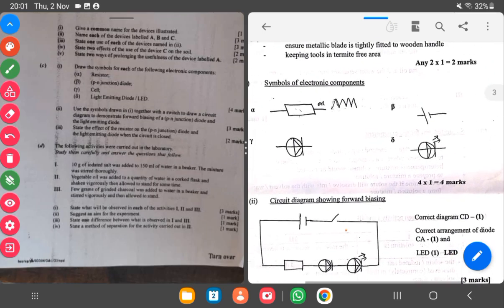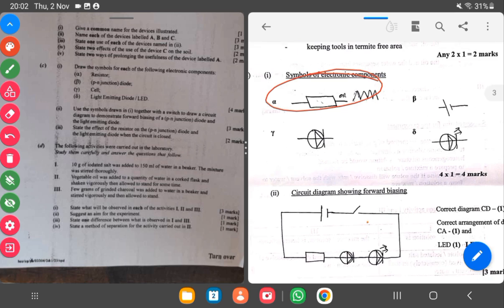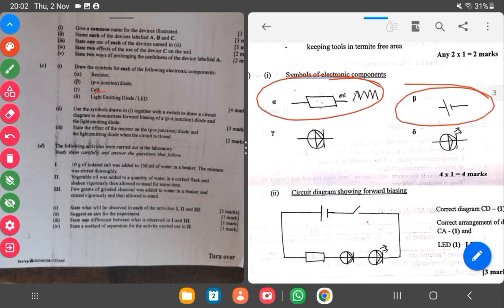We are being asked to draw the symbols for a resistor. And this is a resistor, a PN junction diode. So I think there's a little issue with my result over here. So looking here, your gamma is your cell. So this is actually the cell. And your beta, which is the PN junction diode, this is the PN junction diode. Then the last one here, which I'm missing the name, which is light emitting diode, this light emitting diode.